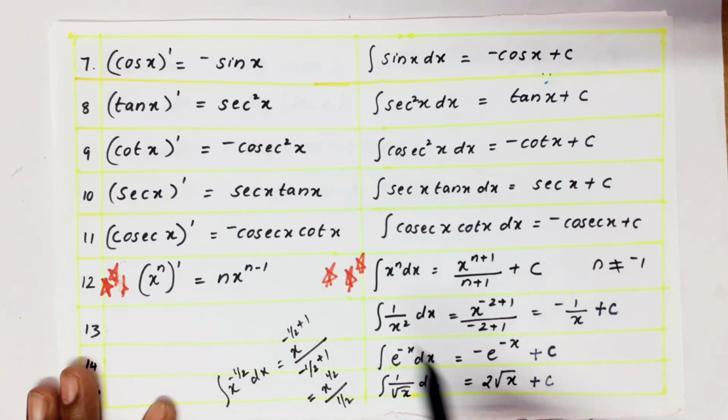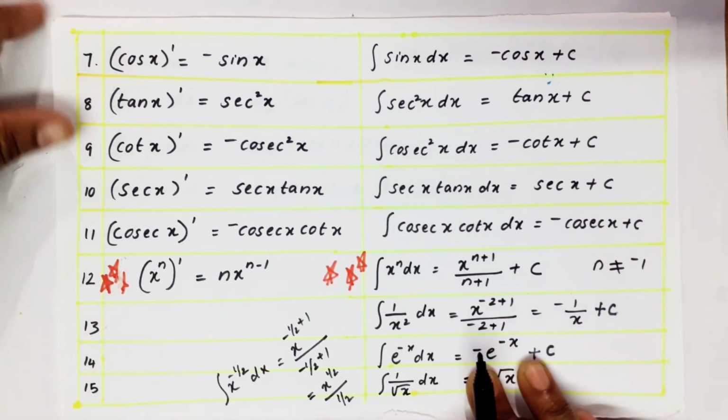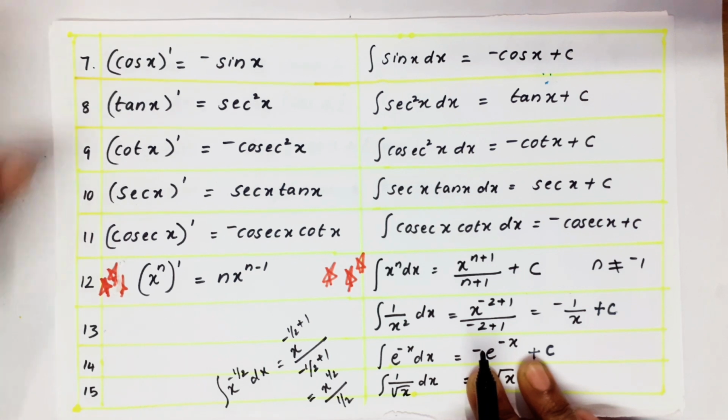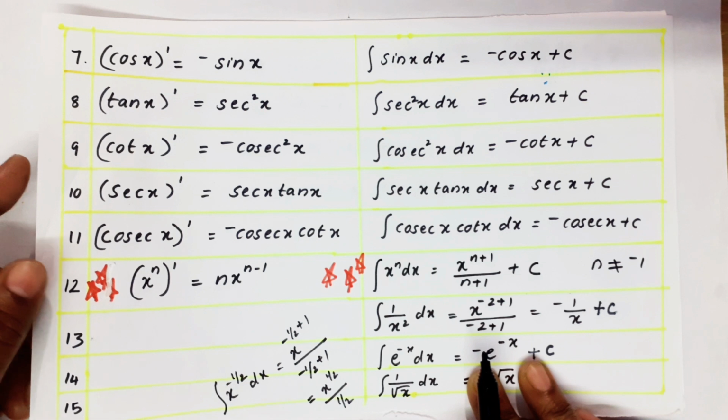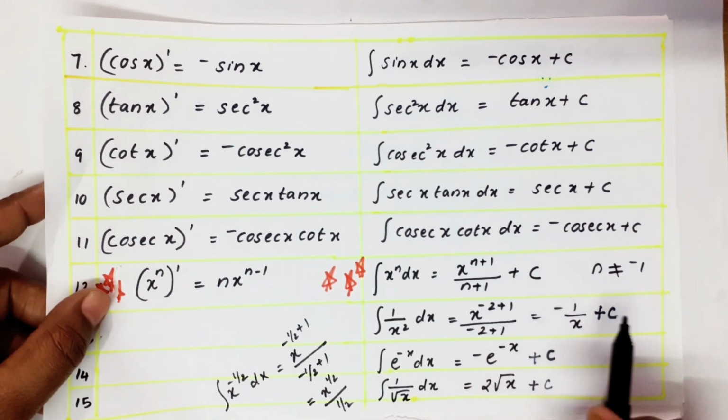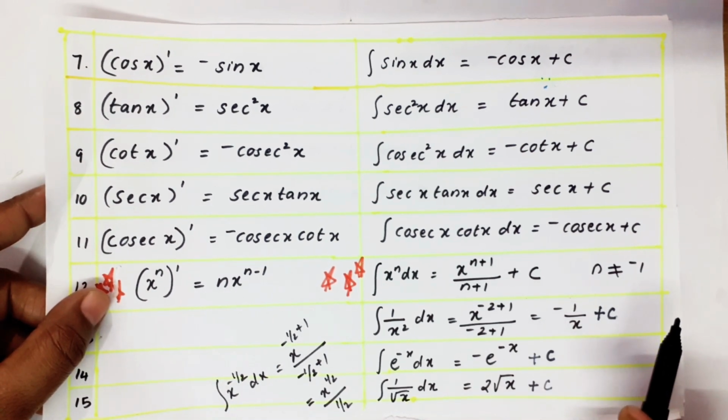Clear? So the general formula is the integral of x power n dx is x power n plus 1 divided by n plus 1 plus c, and n should not be equal to minus 1.